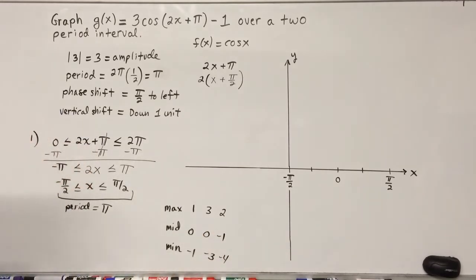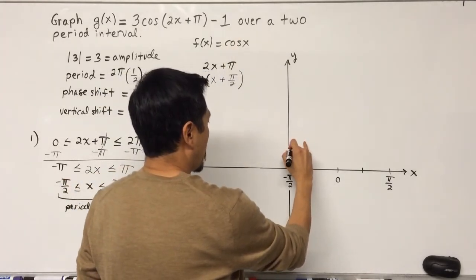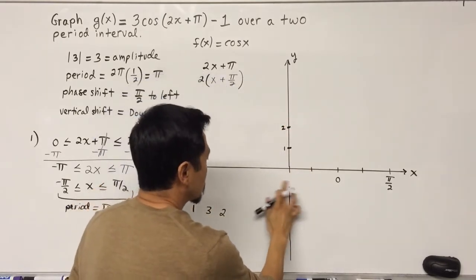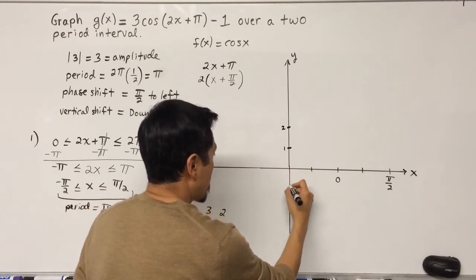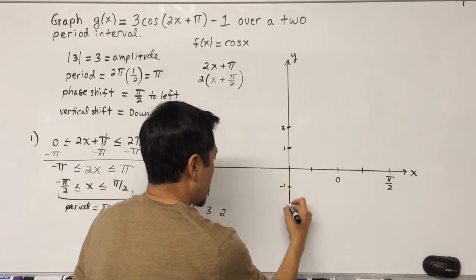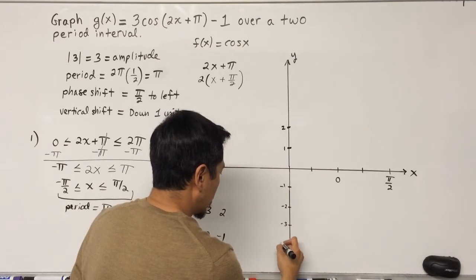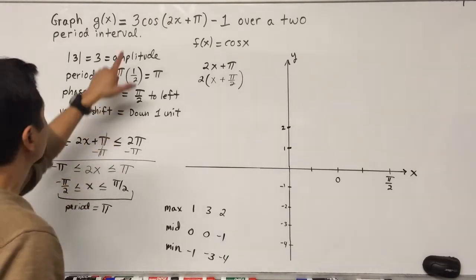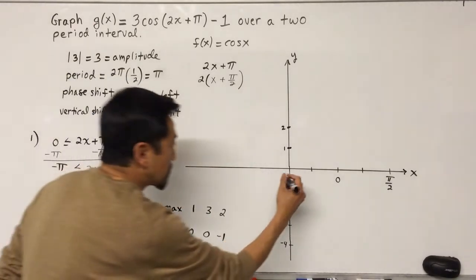Okay, so here, there's 1, and here's 2. Let me erase this here. 1, negative 2, negative 3, and negative 4. Okay, so my y values, my range for this function, will go between negative 4 and 2. All right, now let's put back what we had before.